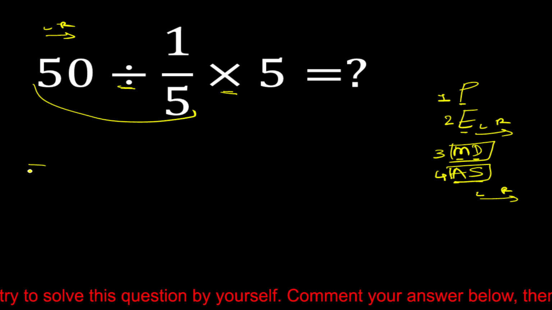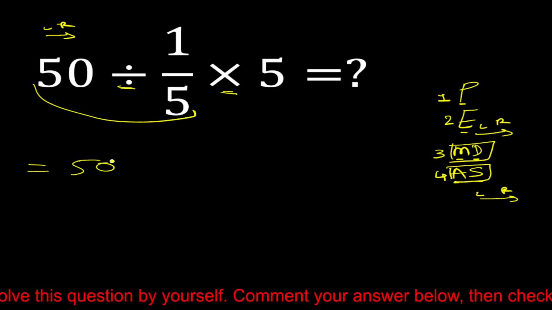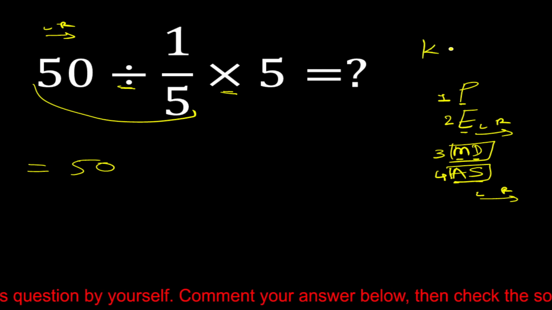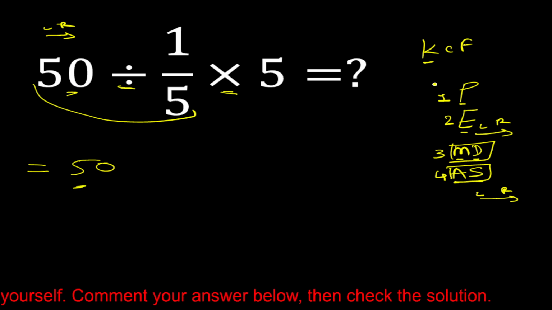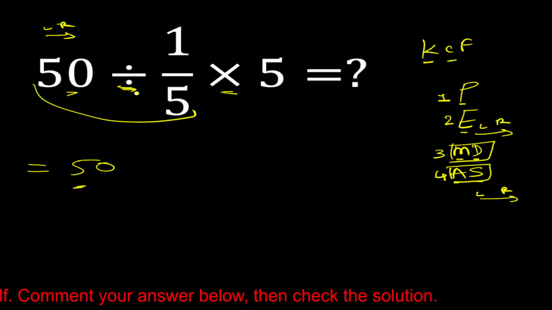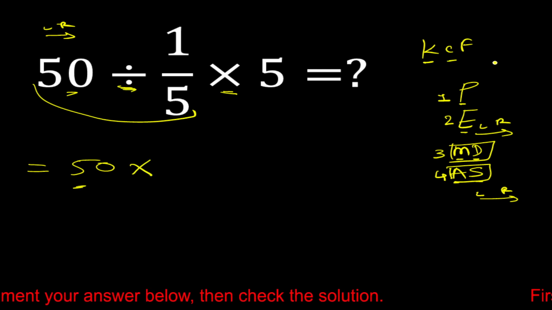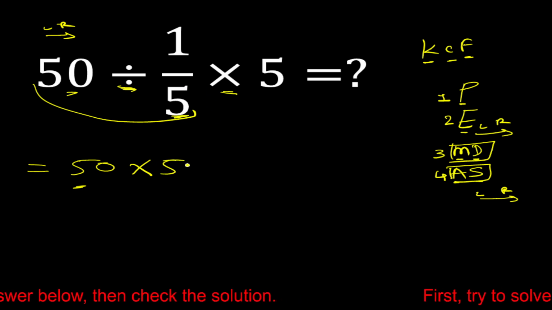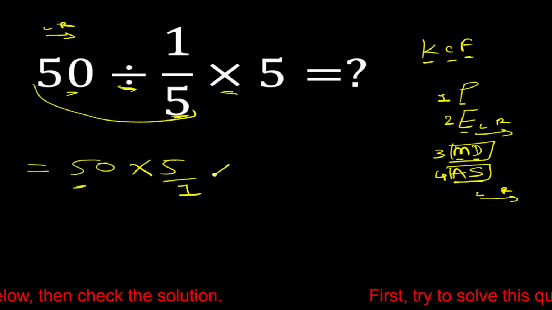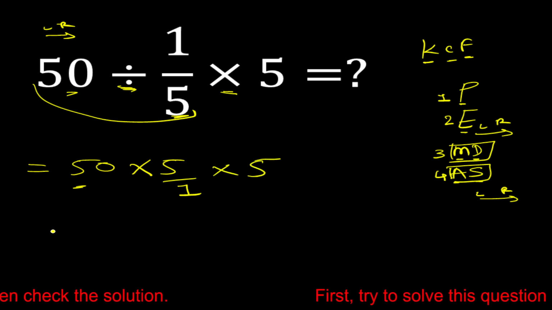Okay, so it is equal to 50. Now according to the KCF rule, K means keep this 50 as it is, C means change this sign from division to multiplication, and F means flip this last fraction. 1 by 5 is equal to 5 by 1 multiply 5.